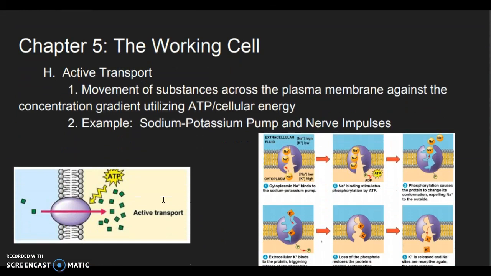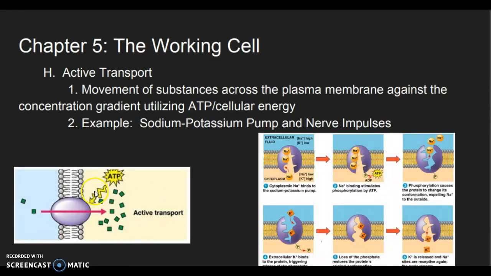So here we're going to be taking a look at active transport. Now, active transport is the movement of substances across the plasma membrane against the concentration gradient, and this uses ATP and cellular energy. This is going to be the major difference between active transport and passive transport. The key example of active transport is going to be seen as the sodium-potassium pump and nerve impulses.